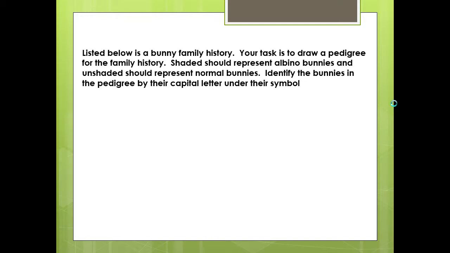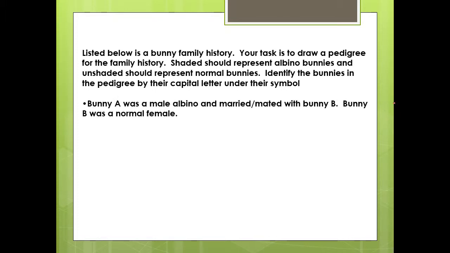So listed below is a bunny family history. Your task is to draw a pedigree for that family history. Shaded should represent albino bunnies, and unshaded should represent normal bunnies. Identify the bunnies in the pedigree by their capital letter under their symbol. Bunny A was a male albino and married or mated with Bunny B. Bunny B was a normal female.